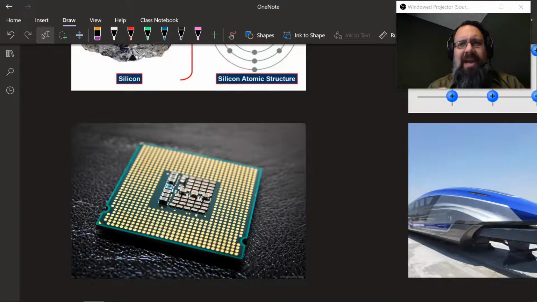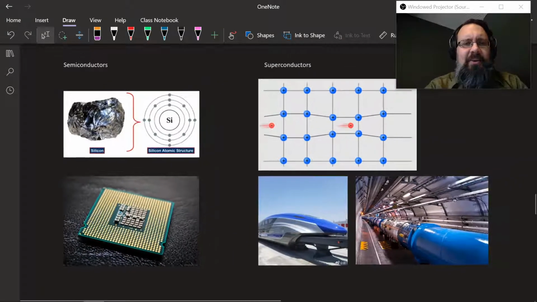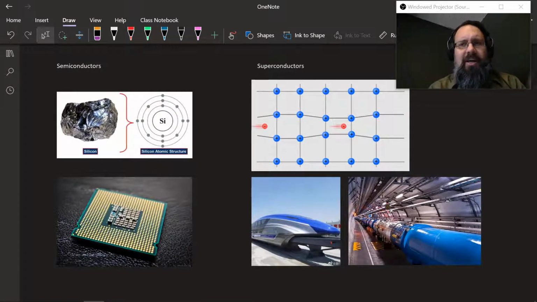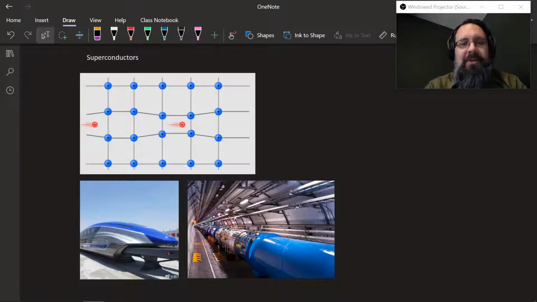That's called binary, zeros and ones. You've probably heard about computers and how they create code through zeros and ones, on and off. Silicon is able to do that. It's called a semiconductor. Another thing you may have heard about are superconductors. Superconductors have no resistance at all to charges flowing through them. They actually propel the charges through.